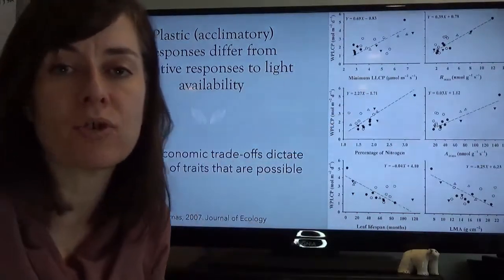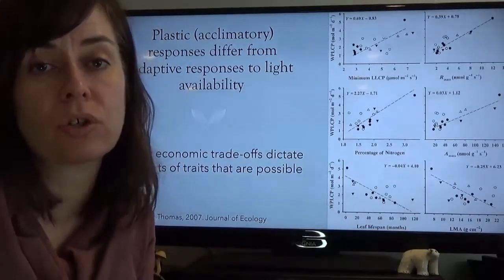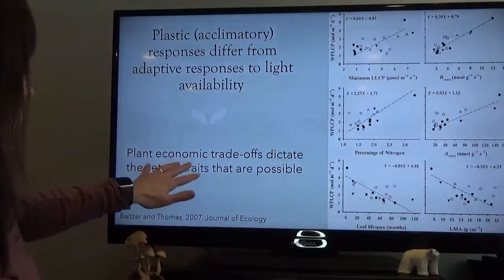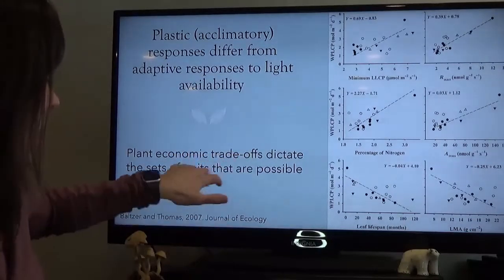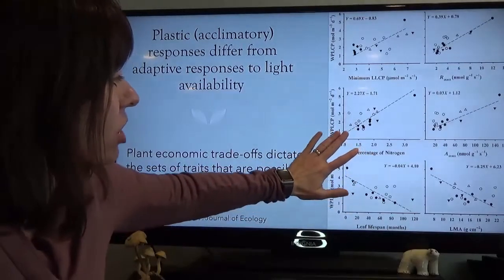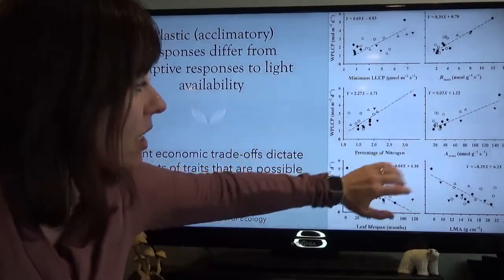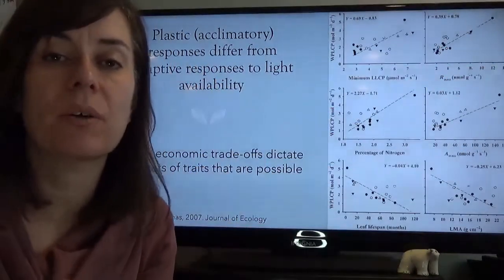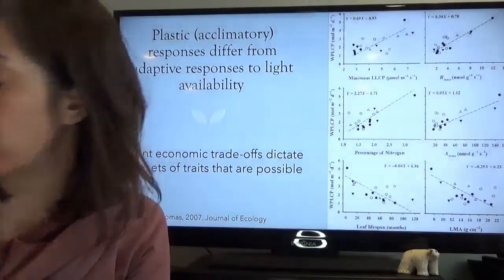So there are these suites of traits that go hand in hand with being light demanding versus shade tolerant that have to do with producing durable, tough tissue where light is limiting. Okay, so this is plant economics, the fact that plant economic trade-offs dictate the set of traits that are possible. So you don't ever have plants that have a low whole plant light compensation point or are very shade tolerant but have incredibly high nitrogen concentrations or incredibly high respiration rates. Those are sets of traits that cannot go hand in hand. They are not stable sets of traits from a growth and productivity perspective.